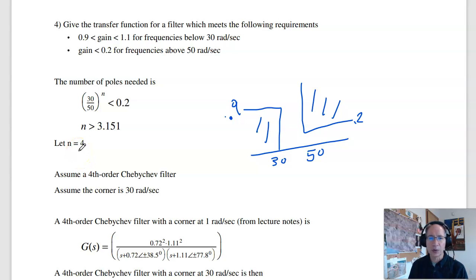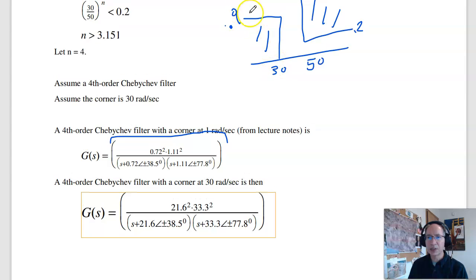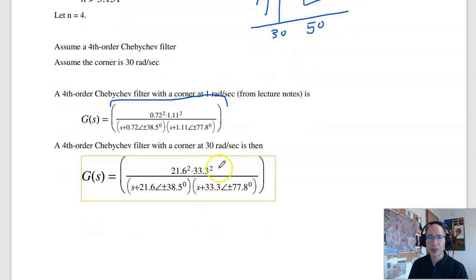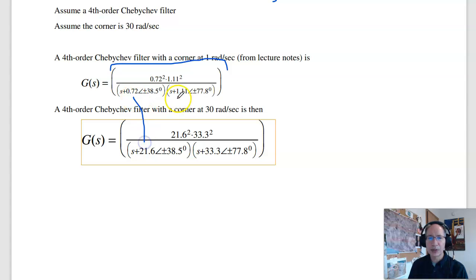I chose 4. Then pick your favorite type of filter. I chose the Chebyshev filter. From the lecture notes, this is a 4th order Chebyshev filter with a corner at 1 radian per second. Adjust the corner to be between 30 and 50. I chose 30. For Chebyshev filters, the gain's fairly flat out to the corner, then it drops off. So this is probably a good starting point. Take this number times 30, that amplitude times 30, and the numerator times 30 to the 4th power. There's G of s.